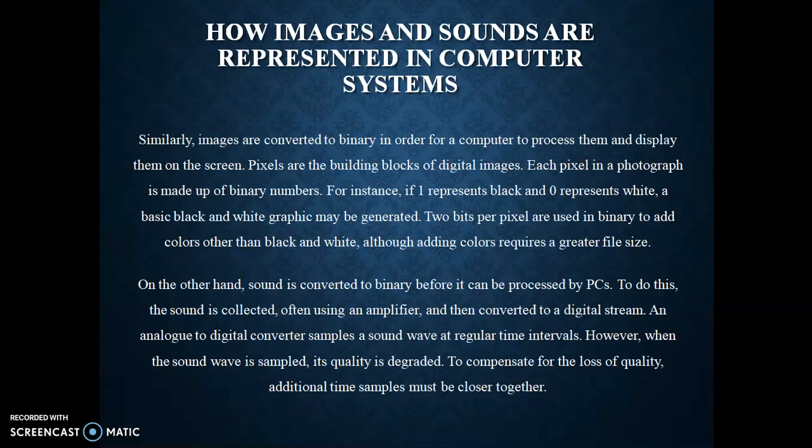How images and sounds are represented in computer systems. Similarly, images are converted to binary in order for a computer to process them and display them on the screen. Pixels are the building blocks of a digital image. On the other hand, sound is converted to binary before it can be processed by PCs. To do this, the sound is collected, often using an amplifier, and then converted to a digital stream.